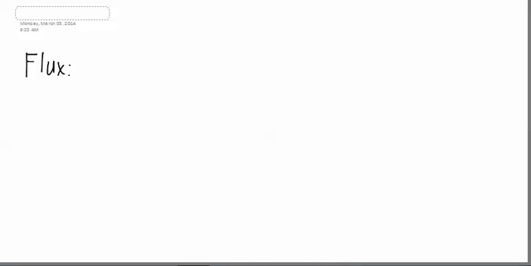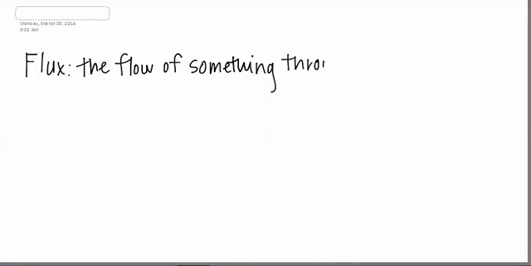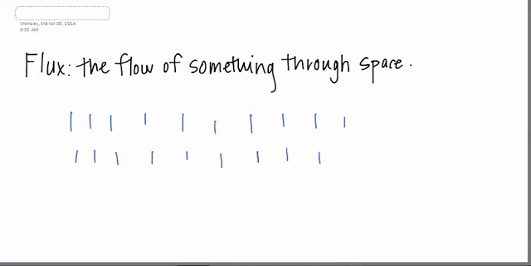So I think a good definition for flux is the flow of something through space. So today it's raining and that's really convenient. Let's think about raindrops for a minute. Raindrops are falling, and for the most part we can say that's our something that's flowing through space.